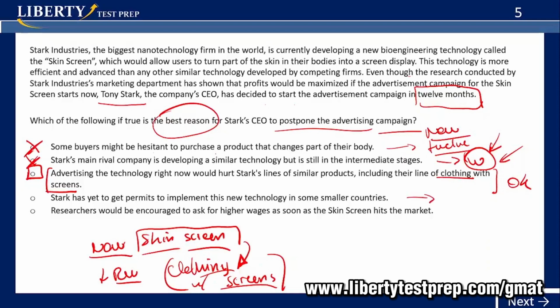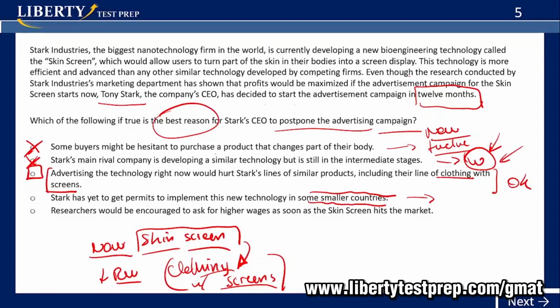Okay, this one seems fine, right? Because it's saying that you're waiting because you don't have all the permits. What's the matter though? That they say in some smaller countries. So of course, as any other company, Stark Industries should be focused basically on the main market. And the main market is most of the countries, right? Not the smaller ones, but the biggest ones.